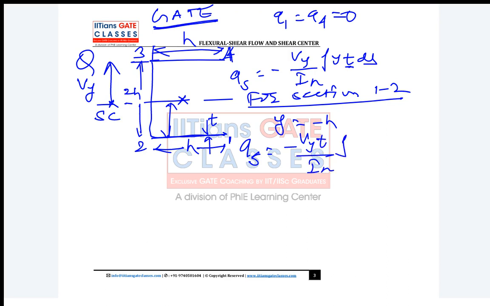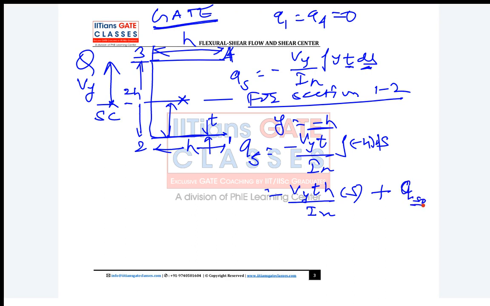What is the y value for section 1 to 2? It is minus h. Now I can take the minus out. So we see Vy t, and this is ds; h is also constant. Ix integration ds is s. And there will be some integral constant, right? Yes or no? There will be some integral constant C, or you can say Qs naught.